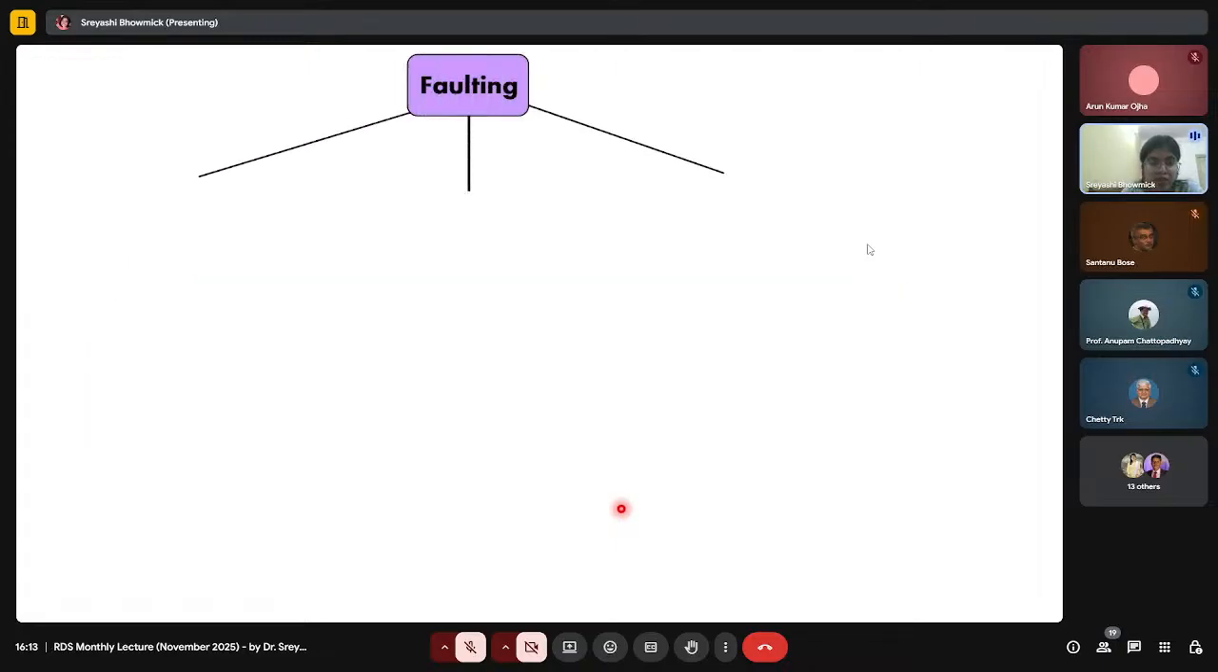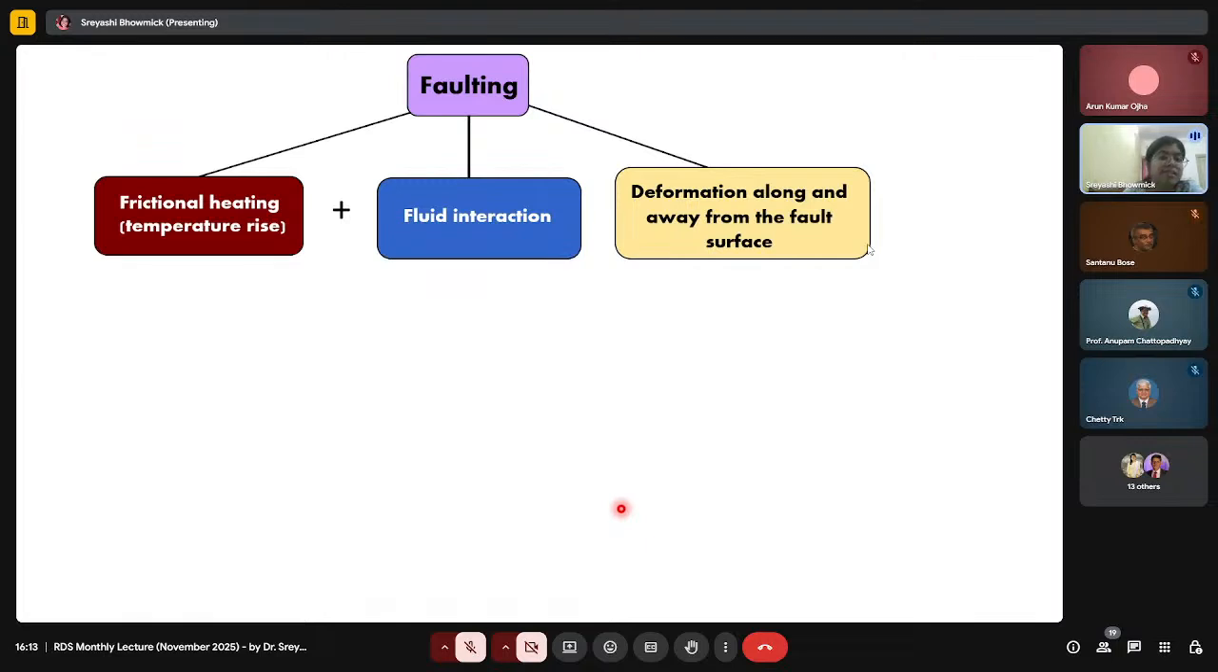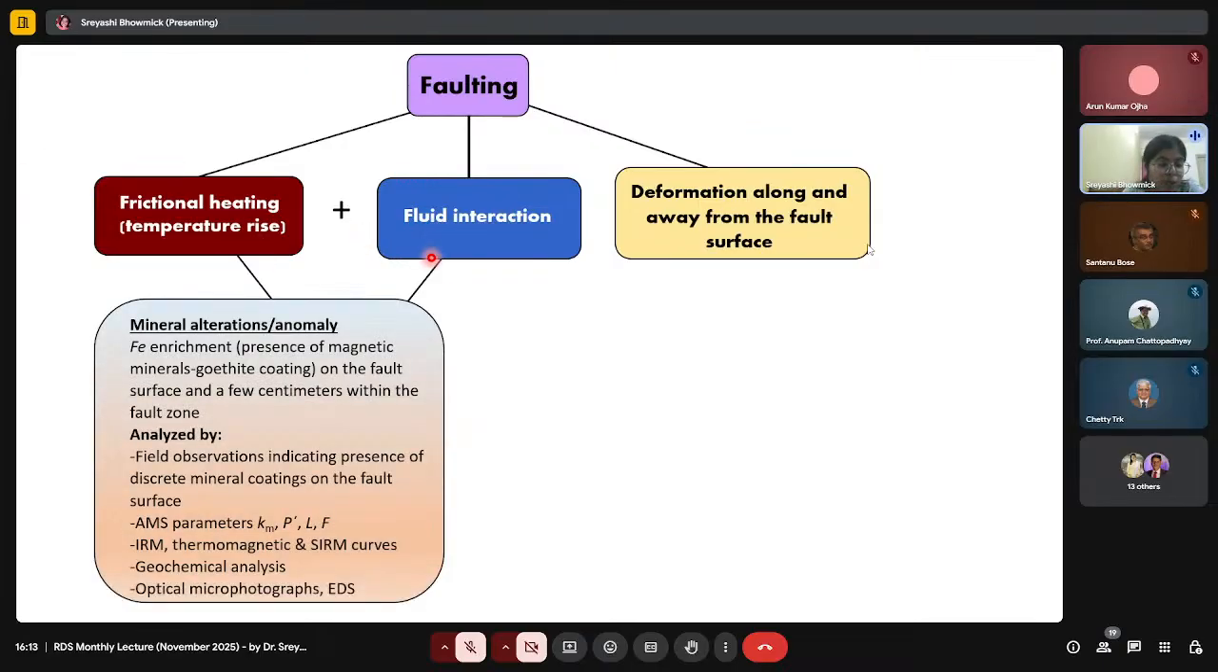Now, coming to the faulting process, it is affected by several factors. For example, frictional heating, which leads to temperature rise, and fluid interaction. Together, both of these can lead to mineral alterations along the fault zone and also at the fault surface. So we often find iron enrichment along the fault surface, which is present in the form of iron oxide coating along the surface. And we also find iron oxide veins. For example, hematite veins are also very common.